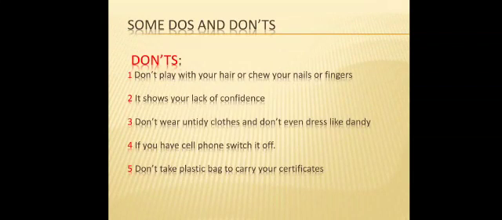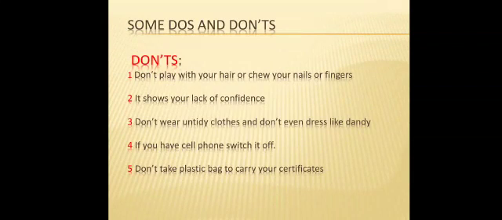If you have a cell phone, just switch it off. Nowadays everyone is carrying a mobile phone, and if you have any ringtone on that particular phone, it will create obstacles at the time of interview. So the better way is, when you go to the interview, switch off your mobile phone and then enter the interview room.